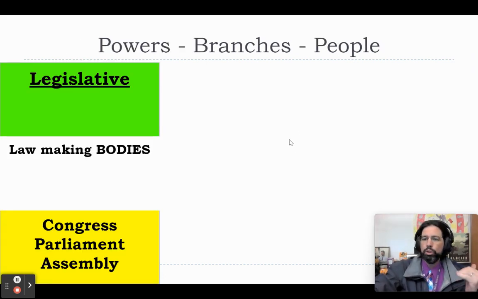Let's review some of the issues regarding the branches and what each branch of government does in a democracy. The legislative branch has to do with the lawmaking bodies. These are going to be things like Congress, Parliament, or an assembly. Okay, these are groups of people that get together and make laws.